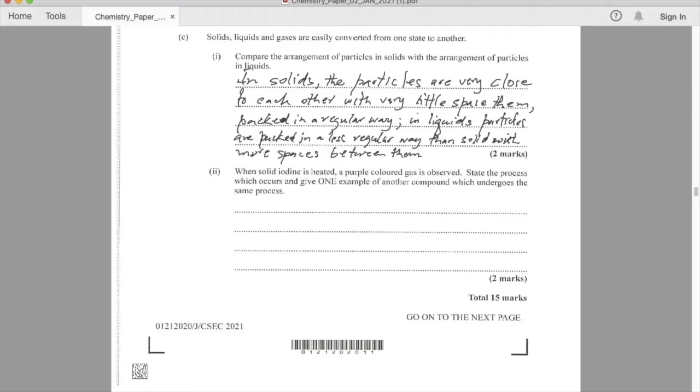And then we have the last question from this number 2. When solid iodine is heated, a purple-colored gas is observed. State the process which occurs and give one example of another compound which undergoes the same process. So we're getting solid changing directly to a gas, skipping the liquid state. We call that sublimation. Another substance that undergoes sublimation is dry ice. We could also use naphthalene. Many persons know this as camphor. All right, we just need one. We don't need to over answer.